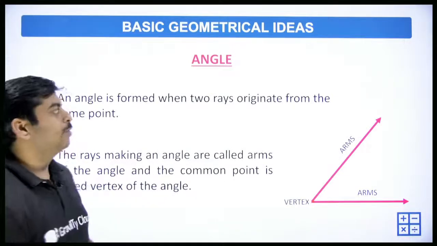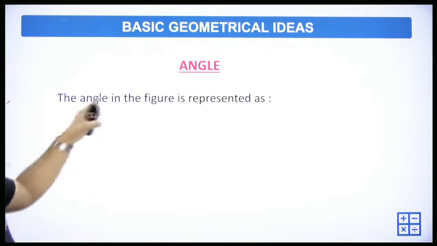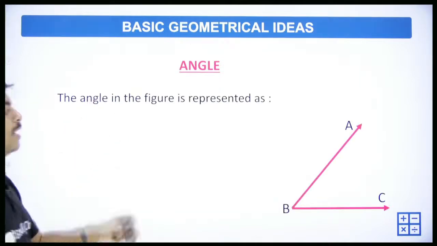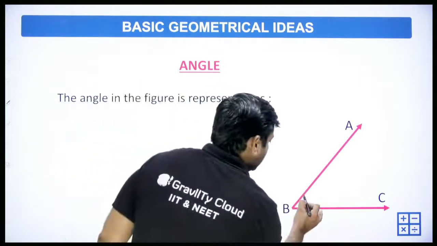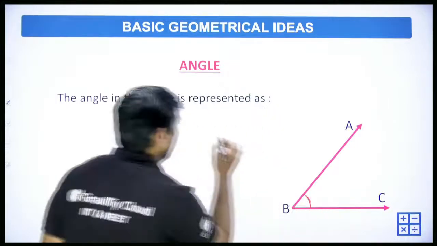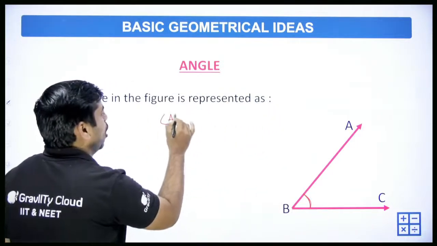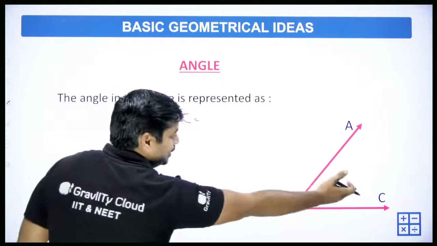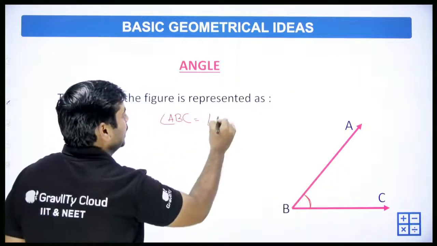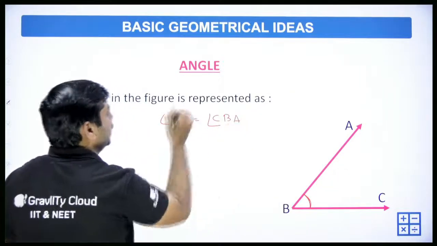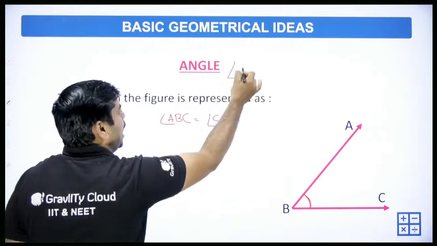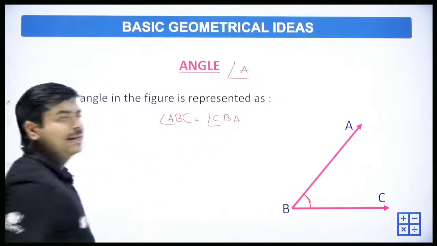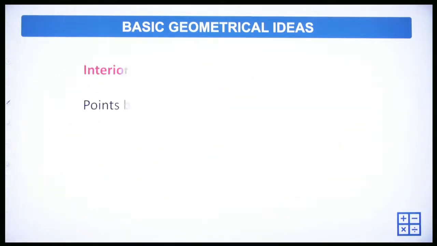So yesterday we discussed this one, right? And also we discussed that the angle is a figure that is represented as, right? So here ABC. This angle we write as angle ABC, which is also equal to angle CBA. So angle is represented in this shape, okay? Angle A, angle B, angle C, in that way, right?